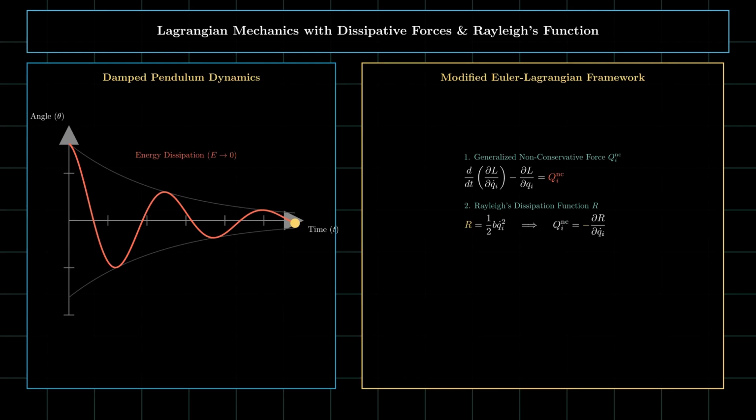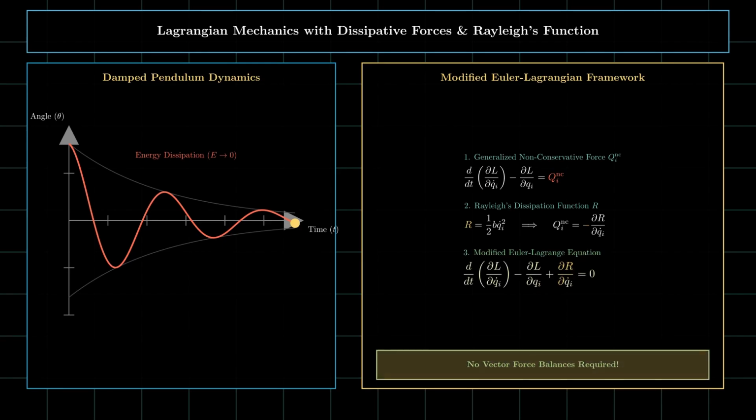Furthermore, for velocity-dependent damping, we can introduce Rayleigh's dissipation function, R equals 1/2 b times q sub i dot squared, modifying the equation to the total time derivative of the partial of L with respect to q sub i dot, minus the partial of L with respect to q sub i, plus the partial of R with respect to q sub i dot, equals 0. This ensures that even in dissipative systems, equations of motion can be derived without returning to vector force balances.